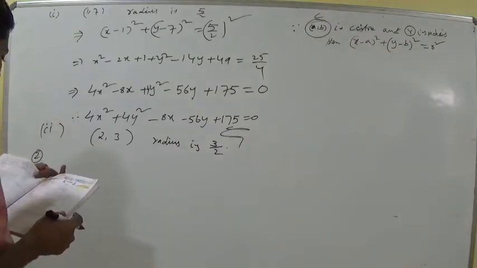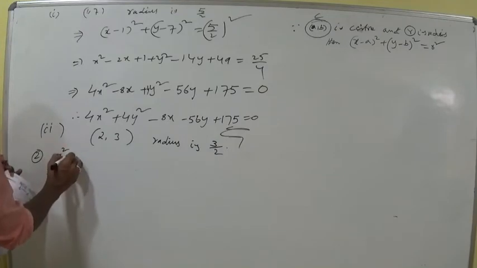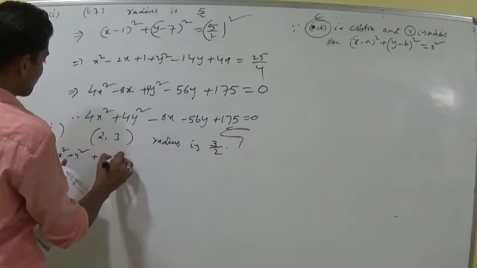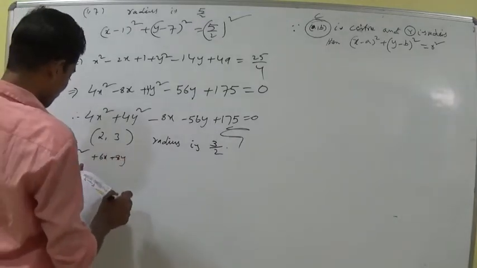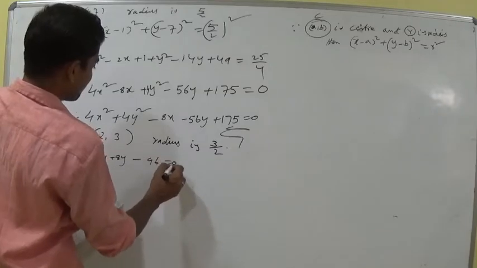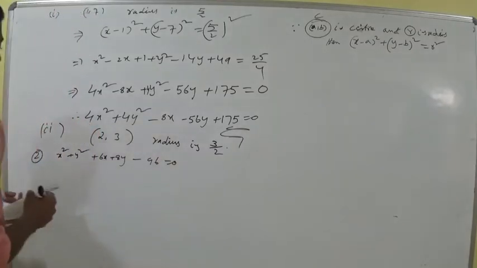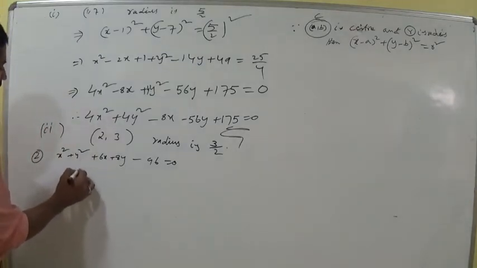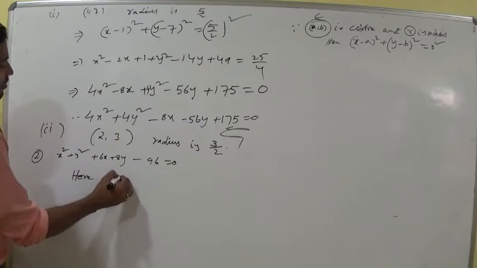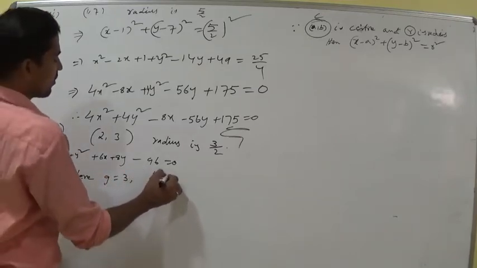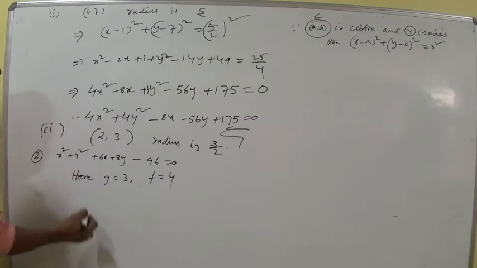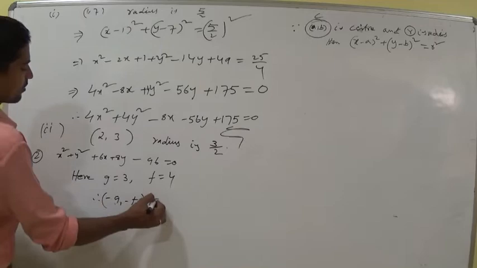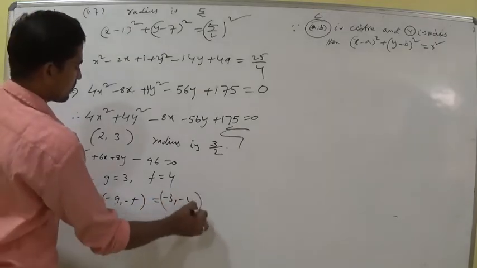Second one, center of the circle x square plus y square plus 6x plus 8y minus 96 equal to 0. Center is (minus g, minus f). Here g is equal to 3 and f is equal to 4. Therefore (minus g, minus f) equal to (minus 3, minus 4). Clear?